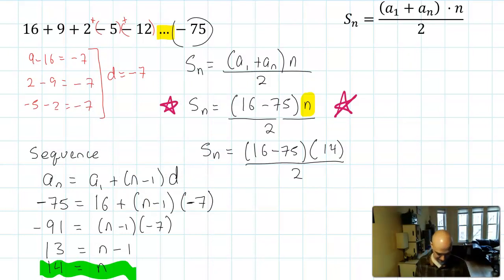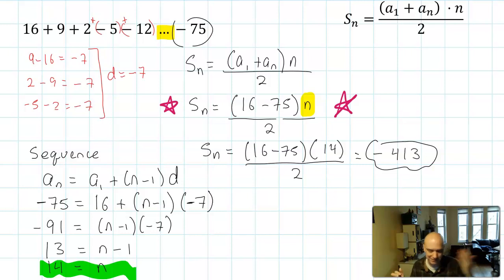16 minus 75 times 14 is negative 826, divided by 2 is negative 413. That seems like an awfully small number, but let's just do a little sanity check. We only have 3 positive terms, and we have a bunch of negative terms, and we're adding them all up. The smallest is negative 75, so it does make sense that the answer is going to be pretty small. Negative 413 is the sum of all of these numbers.